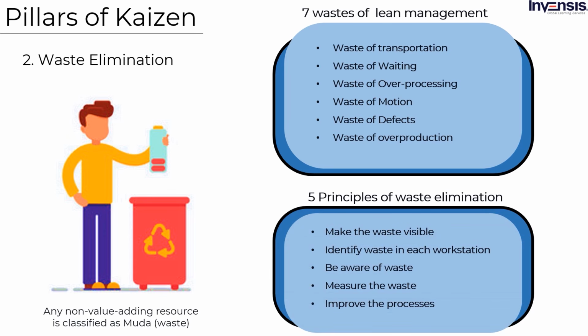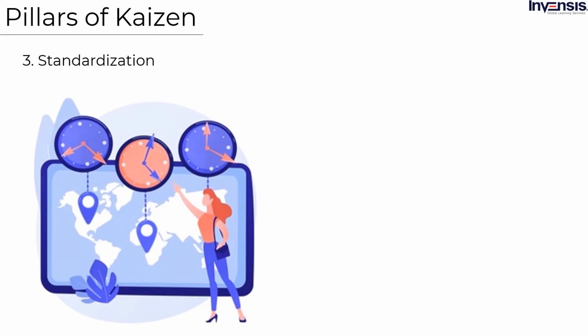Those principles are: make the waste visible. Identify waste in each workstation. Be aware of waste. Measure the waste. Improve the processes that help in eradicating the waste. By taking these necessary steps, helps in minimizing the wastes. The last one is standardization.